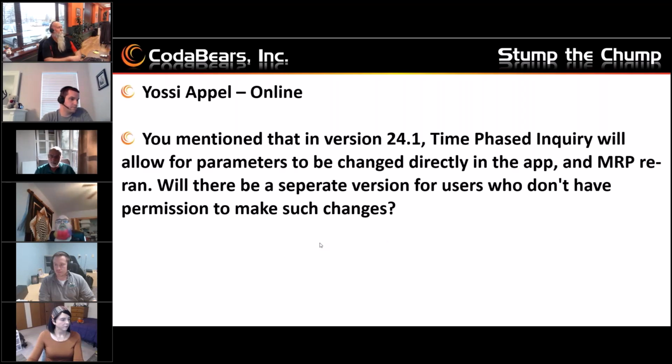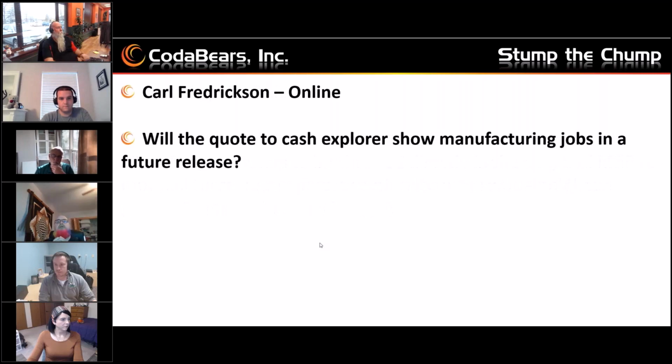Awesome. Next one is from Carl, also online today. Will the quote to cash Explorer show manufacturing jobs in a future release? Again, that gets into what I was just describing with the Explorer. Right now, the quote to cash does not show jobs at all. It goes from quote to sales order to shipping.